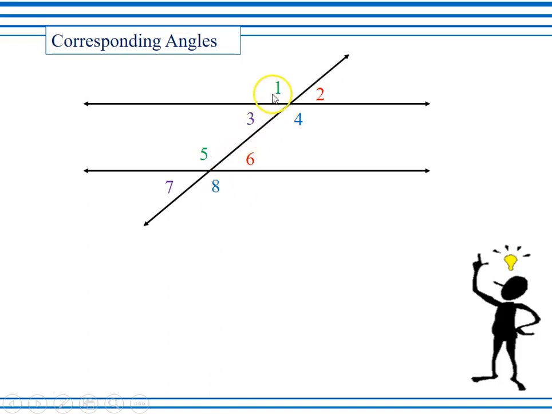In other words, angle 1 measures the same as angle 5. Angle 2 measures the same as angle 6. Angle 3 measures the same as angle 7. And angle 4 measures the same as angle 8.